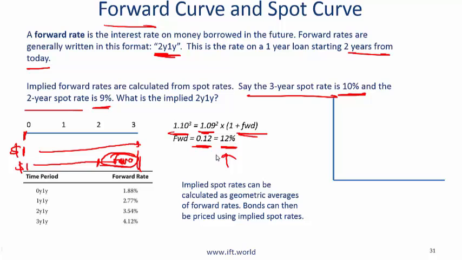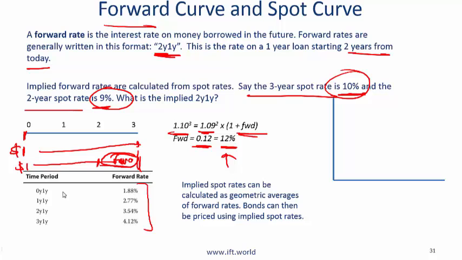It is called the implied rate because this is the rate implied by the other two rates that have been given to you. Okay, now what are some uses of these forward rates? Using forward rates, can you calculate spot rates?